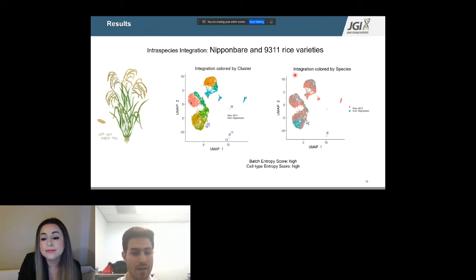On the left side, you can see that the clusters are very distinct and isolated from each other, such that it would indicate a high cell type entropy score. While on the right side, you can see there is significant overlap with each of the batches, which would indicate a high batch entropy score. This all has to do with the idea that we're comparing two rice cultivars together.